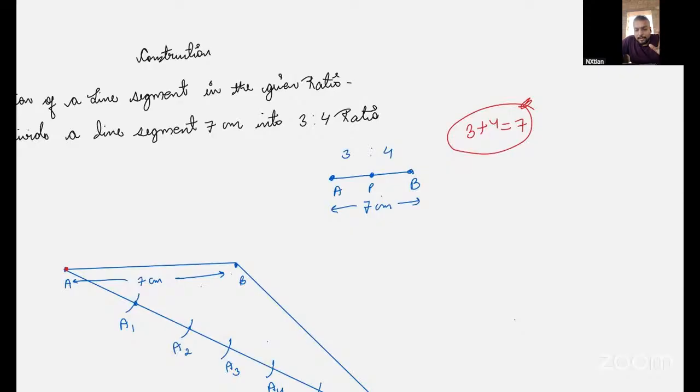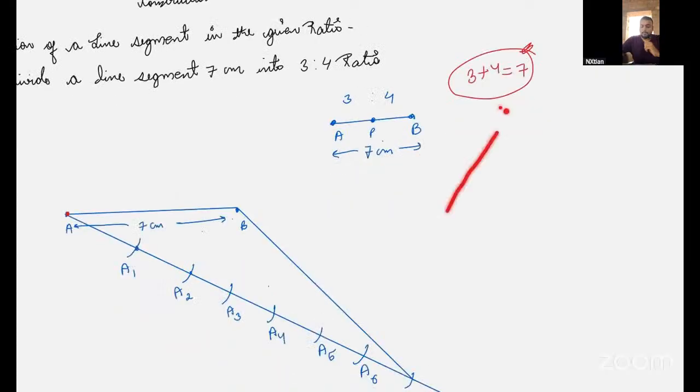If 5, you're mute. 11. Yeah, 11 points you have to make. So the ratio depends upon how many points you will make. Christiana, did you understand? Yes, sir. Okay, perfect.